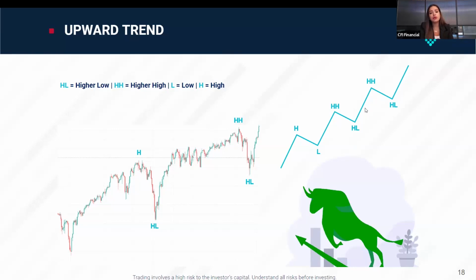Don't sell in the upward trend. Whenever the price declines in an upward trend, here you start to buy. Don't sell in an upward trend, or it's not recommended to sell in an upward trend.